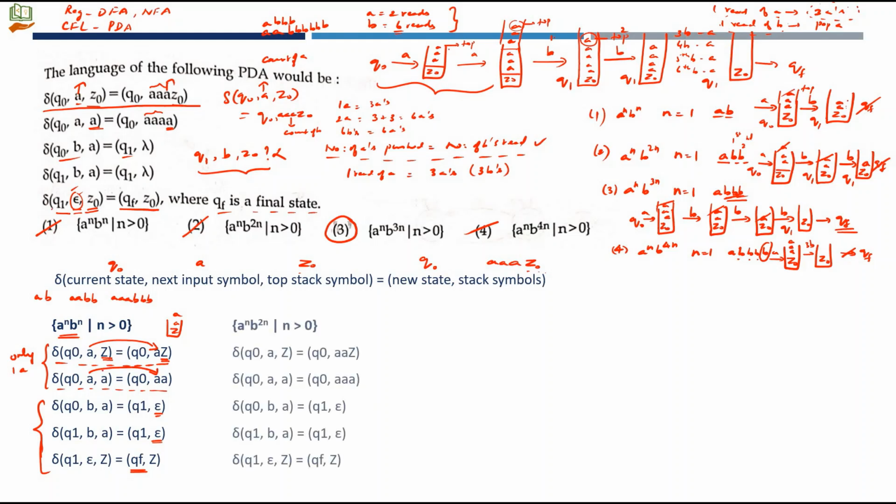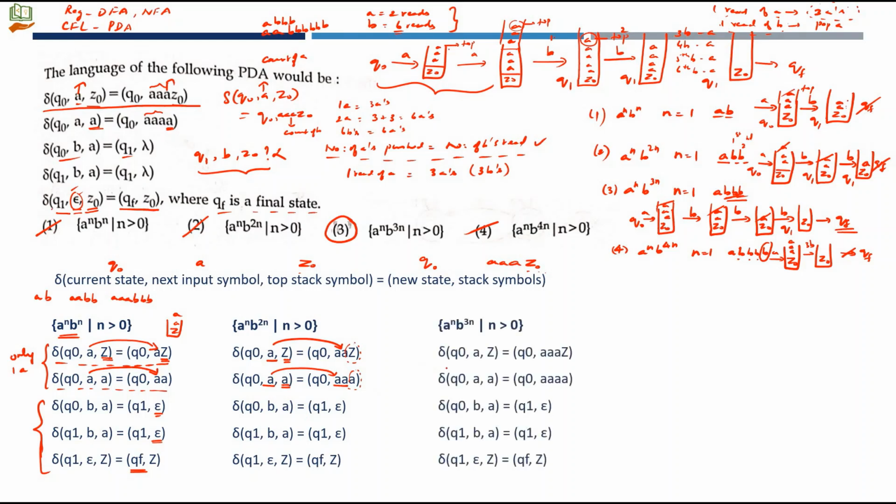Now let's see for A^n, B^2n. For one read of A, we are inserting 2 A's. Similarly, for one read of A, we are inserting 2 A's. This rightmost part is the top element that we are referring to in this part. So we have to not consider that. You have to take only the A's that are inserted towards the left side.